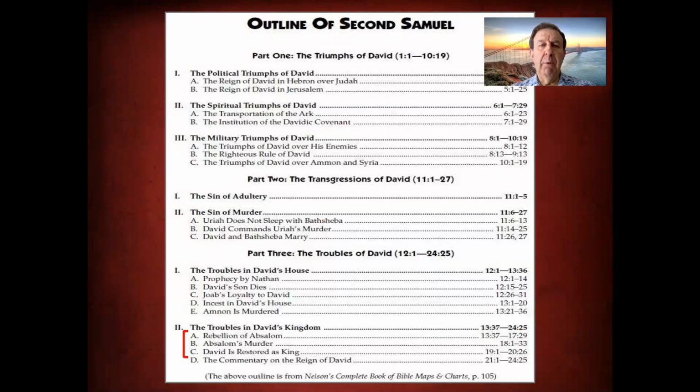We've been using basically this outline here of 2 Samuel from the Nelson's Complete Book of Bible Maps and Charts, and as you see there near the bottom, we are studying chapters 17 through 20, which involves a rebellion in David's own family, his son Absalom, what happens to Absalom, and then how David is restored as the king of all of Israel.